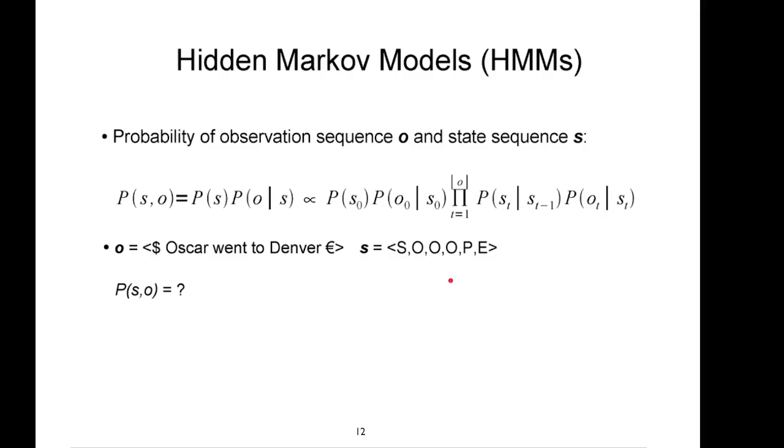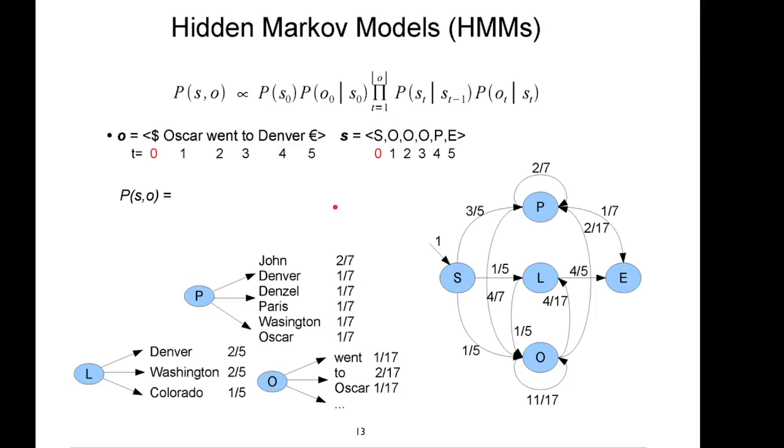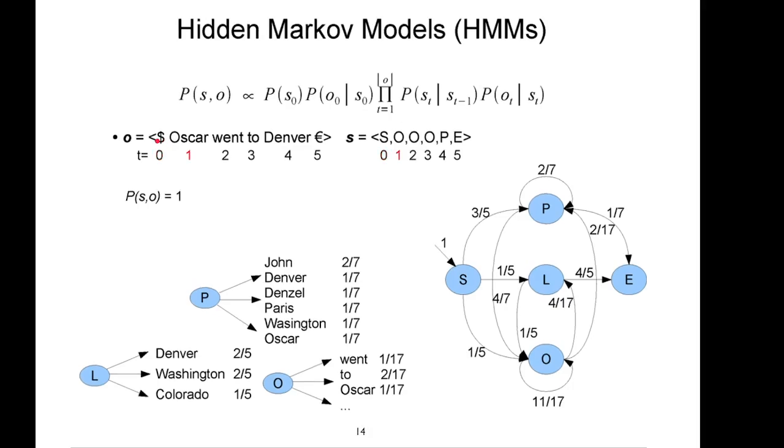So let's apply this formula and see how likely it is that the state sequence start, other, person, end generates the observation start symbol, Oscar went to Denver, end symbol. So we want to calculate P(S, O), and we're using this formula over here. So let's do this now one by one. We're starting at t equals 0, and that means we're making the observation of the start symbol. We have an initial likelihood of being in the start state of 1, and making the observation of the start symbol in the start state is also 1, so that means that likelihood is 1.